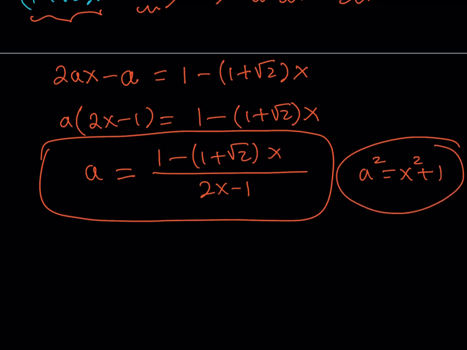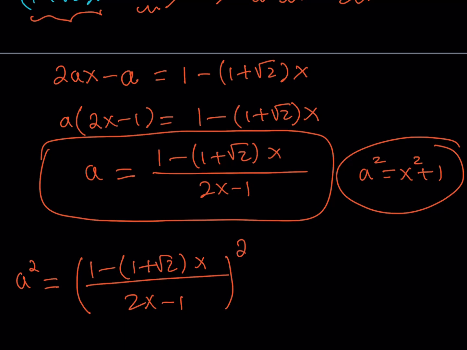Let's square the first one. If you square the first one, a squared is going to equal this guy here. It's kind of a gigantic expression, right? This will be squared, right? And that is going to equal x squared plus 1. Beautiful. Now I was able to get rid of the a. Now the only variable is x, and we're going to solve for x.